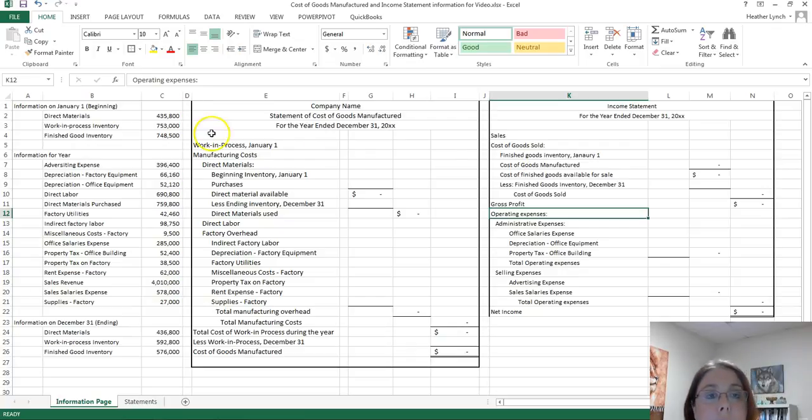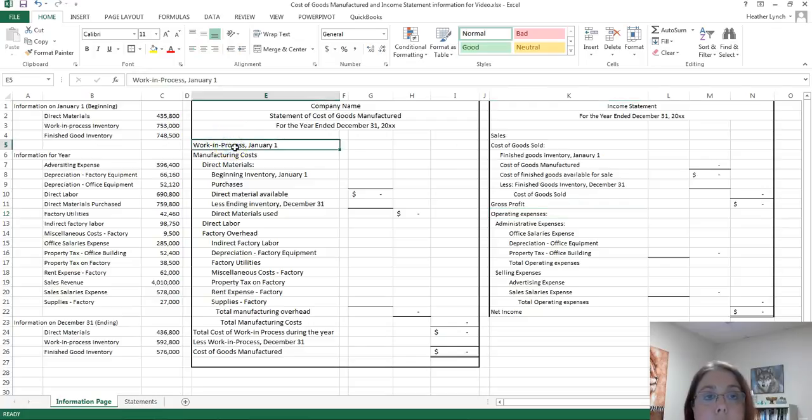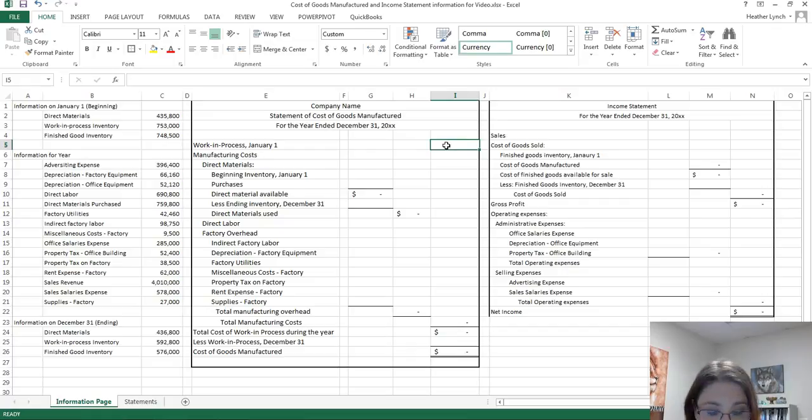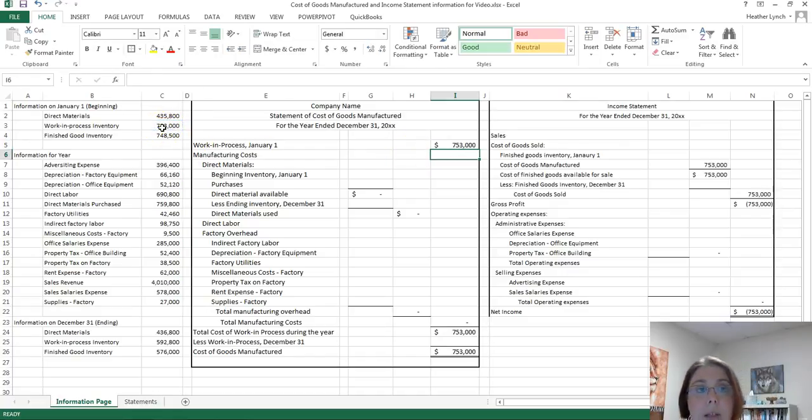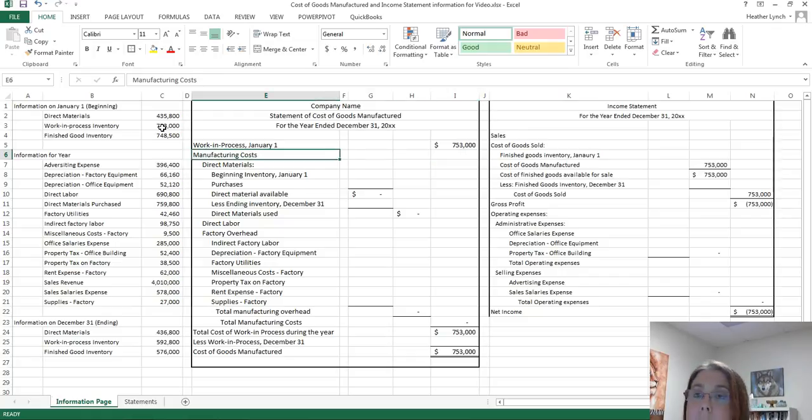So our first thing that we do is we look at work in process January 1st, and I have in here my information on January 1st at the beginning. I have the $753,000. Okay, that is going to be your beginning work in process. So then what we need to do is look at our manufacturing cost. Now manufacturing, remember, consists of direct material, direct labor, and factory overhead. So we start with our direct material.